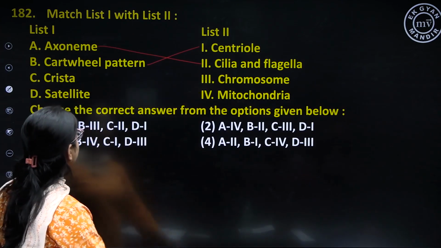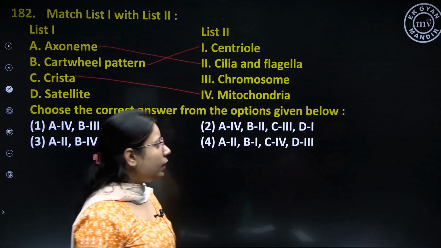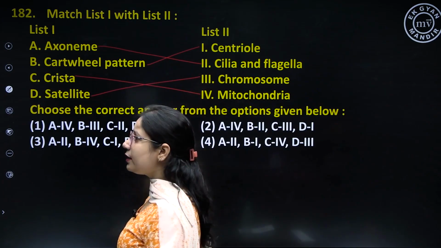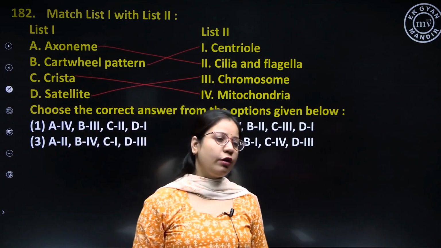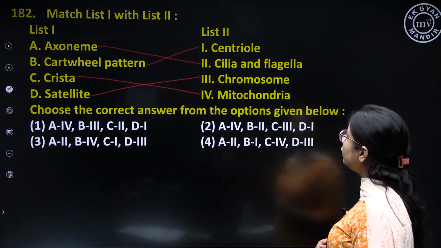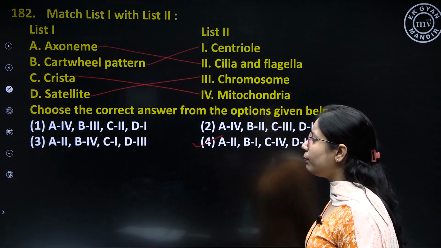Then there is cristae. Cristae is a part of the mitochondria, and obviously you have satellite. Satellite, it is the terminal most part of the chromosome. So here the correct option for this question is option number 4.